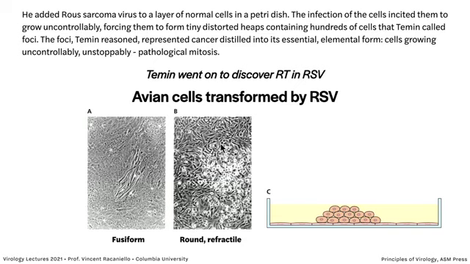And what did he do? He took Rous sarcoma virus, and he was growing chicken cells in culture. So by then they had figured out how to do that. He infected these cells, and these are, again, the words of Mukherjee. The infection of cells incited them to grow uncontrollably, forcing them to form tiny distorted heaps containing hundreds of cells that Temin called foci. So here are some foci. Avian cells transformed by Rous sarcoma virus.